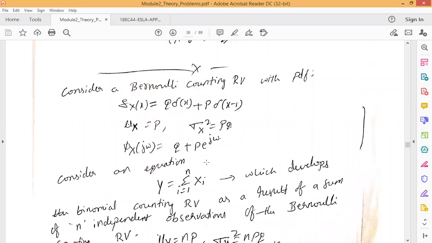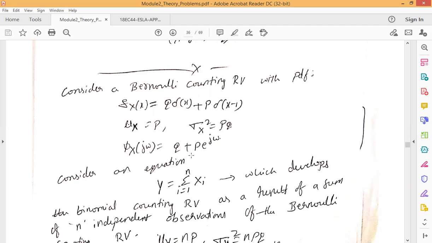For this Bernoulli random variable, in module 1 itself we have seen the equation of the PDF. For the Bernoulli counting random variable, the PDF is defined as f_X(x) equal to q delta of x plus p delta of x minus 1. Always remember, whenever we say PDF, it is expressed in terms of the unit delta function, and whenever we say CDF, write it in terms of the unit step function. For such a Bernoulli counting random variable we have also shown the mean as p and variance as pq. The characteristic function is given as q plus p e to the power j omega.